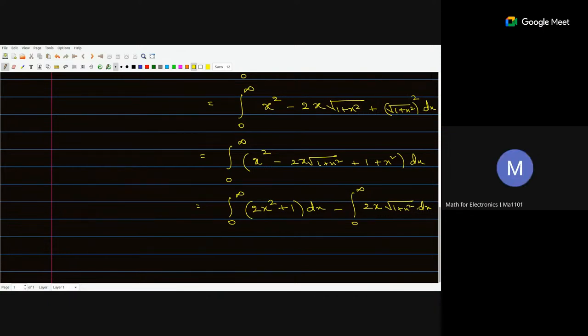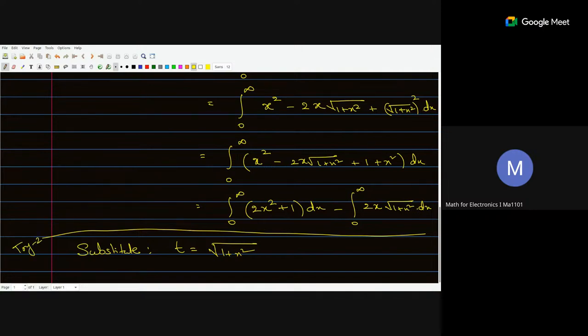So what was the hint given? t is equal to square root 1 plus x square. Yeah. Okay. Let's try that. Substitute t is equal to square root 1 plus x square. So this is try two. Okay. First try, it looks like we got 2x square plus 1.